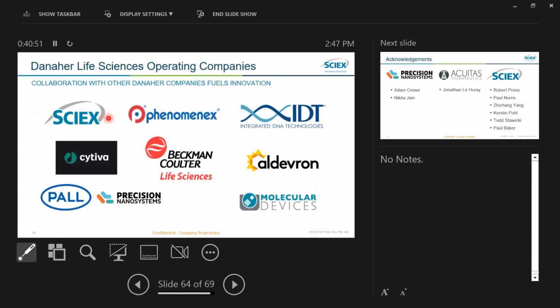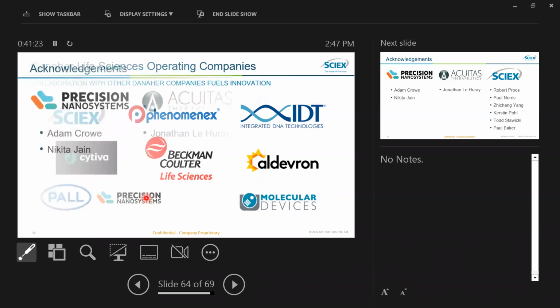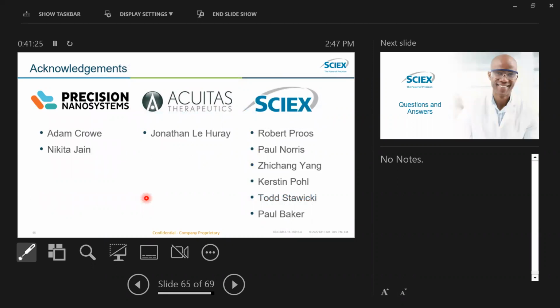And a couple of closing remarks here. SCIEX is part of Danaher, specifically the Danaher Life Sciences organization. Here are the different companies that are part of Danaher Life Sciences. I did want to mention Precision Nanosystems in particular. They're part of the Cytiva group here, and they make devices to formulate lipid nanoparticles. It's great having other operating sister companies that we can work with, to provide materials and give us ideas for some of these experiments.